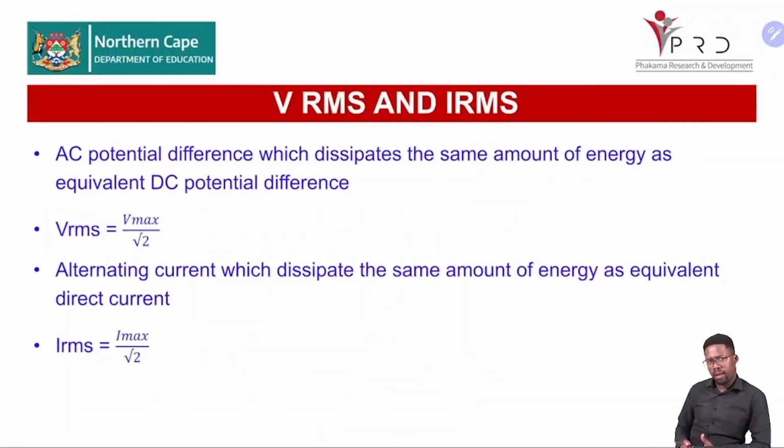Let's make sure that we write definitions the way they appear from the exam guideline. The formula for VRMS is VRMS equals Vmax over root 2.